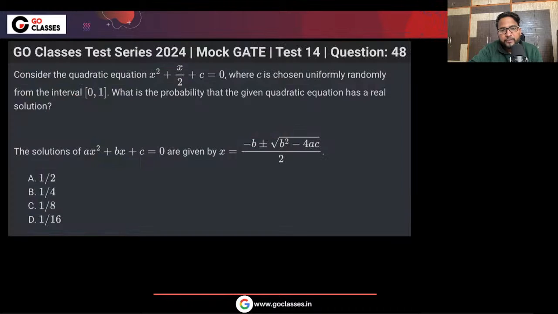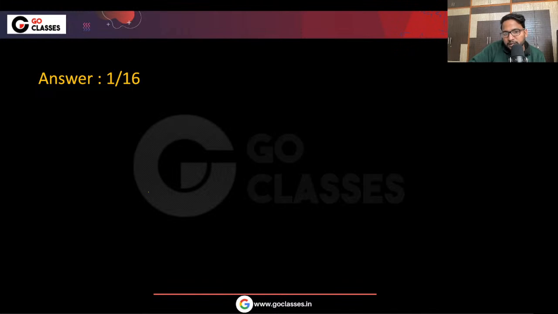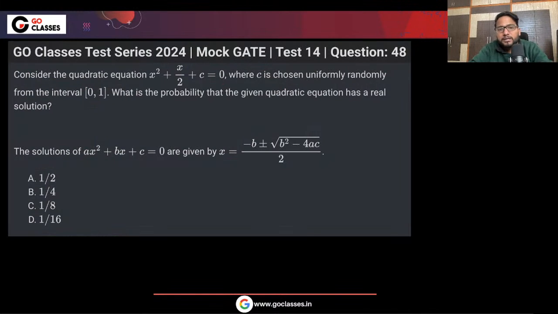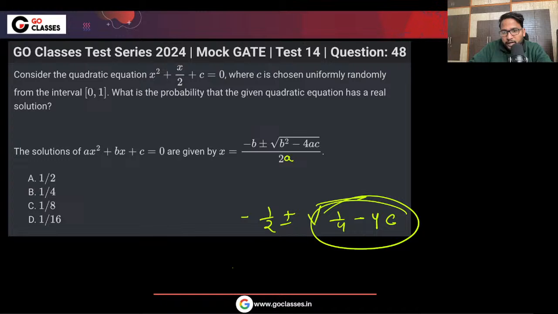Okay, great. Was this an easy one? See here what you needed to do. If you solve this, it is minus b plus minus root of b square minus 4ac, right? So minus 1 by 2 plus minus root of 1 by 4 minus 4 times c. So basically this must be greater than or equal to 0, right? How many of you were able to solve, by the way? So c must be less than or equal to 1 by 16.